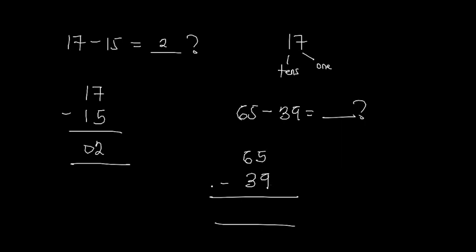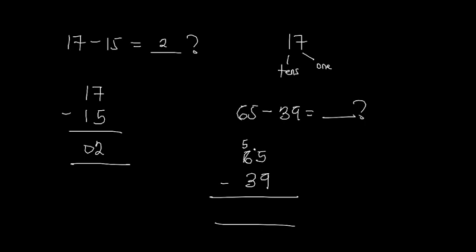Now we have 5 minus 9. We cannot subtract 9 from 5 because 5 is smaller and 9 is bigger. So what do we do? We borrow. Note that we are borrowing from 6, which in terms of the tens is 10. So if we borrow 1 from here, we'll be left with 5. But that 1 that we borrowed, we bring it to the 5 over here, it becomes 10.